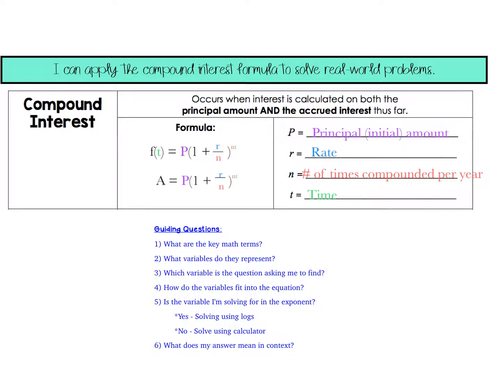And then that's going to be raised to the N times T. I know that T is a little bit hard to see, but that's what's happening here. So it's going to be the number of times per year times the years that my money is in the bank. So that's what that means right there. So A or F of T equals the principal times 1 plus R divided by N to the N times T. So these are the guiding questions.